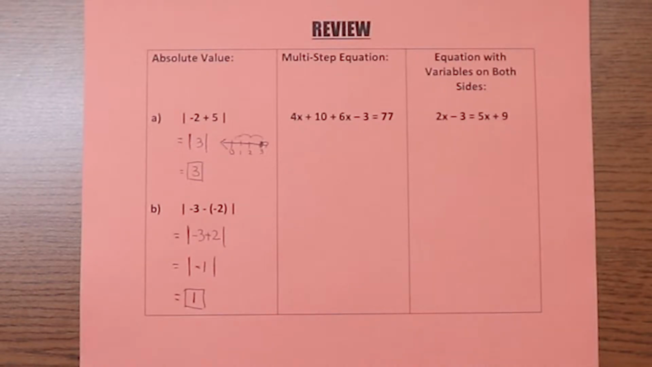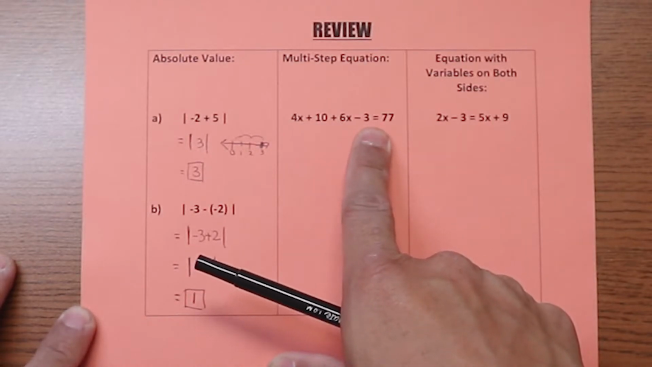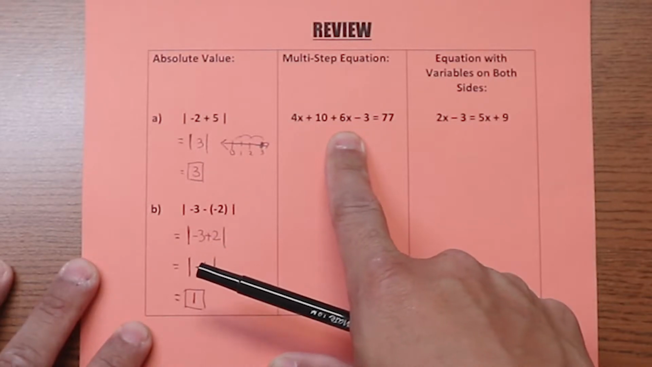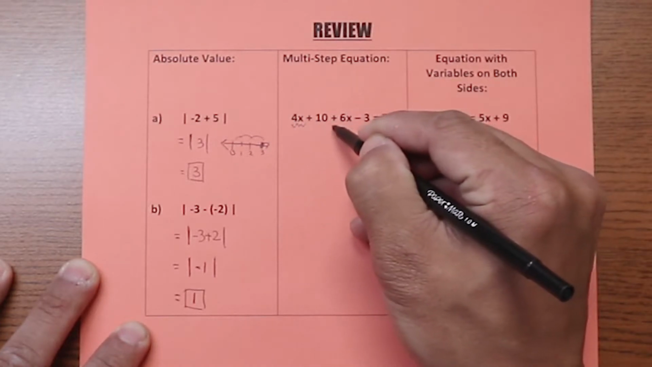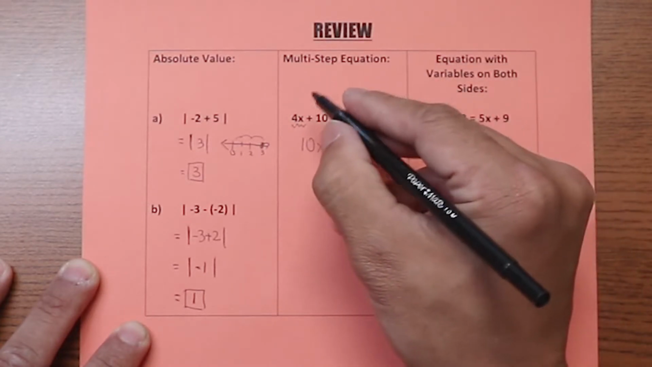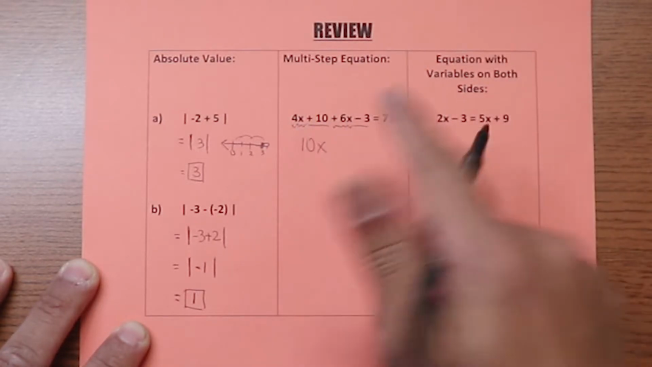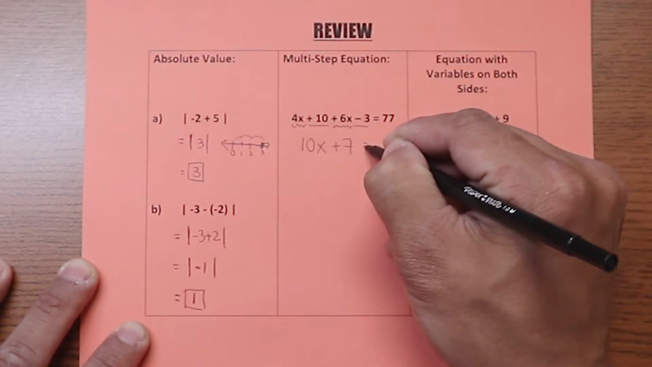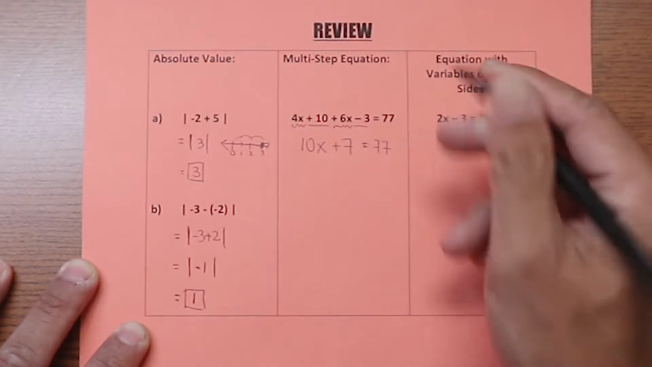For multi-step equations, you have this equation 4x plus 10 plus 6x minus 3 is equal to 77. So when you have a multi-step equation, the first thing you have to do is combine like terms. So you have 4x and 6x here. When you combine them, 4x plus 6x is 10x. And then you have +10 minus 3, which will get you +7, and you bring the equal sign down and then the 77 down. So 10x plus 7 is equal to 77.